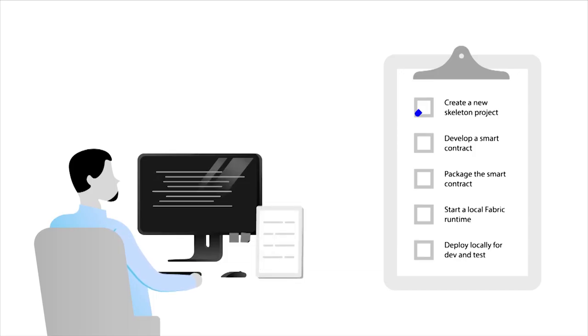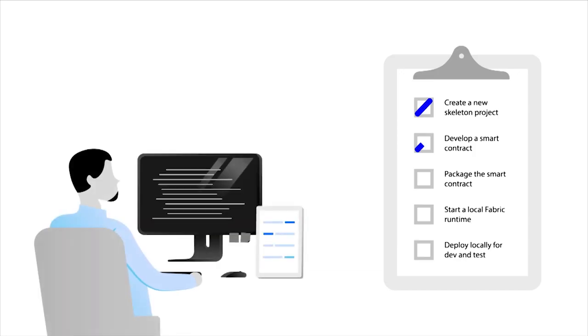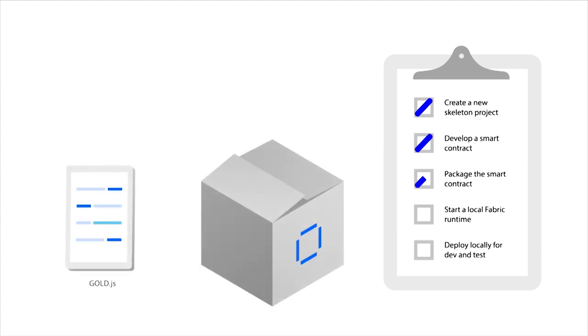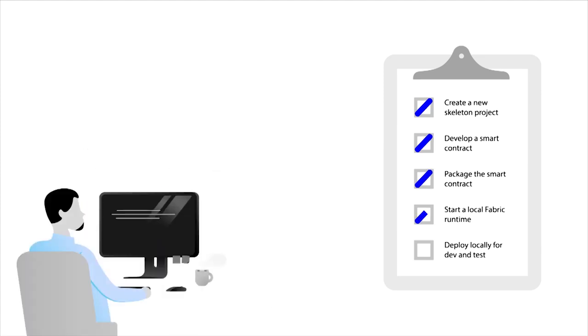We saw Rob create a new skeleton project, develop a smart contract, package the smart contract, start a local Hyperledger Fabric runtime, and deploy the packaged smart contract for local dev and test. Rob used a client app he developed to then submit some transactions to his blockchain network. We'll be working on features to support you in your own client app development in future releases of the extension.